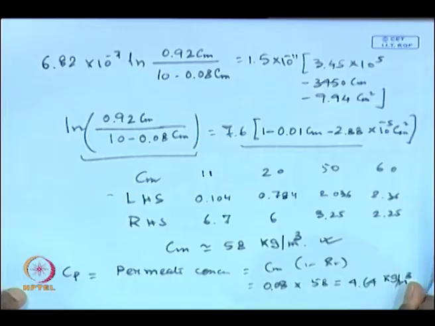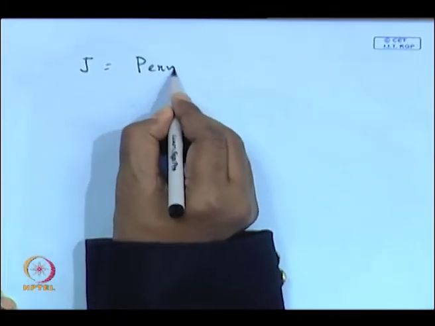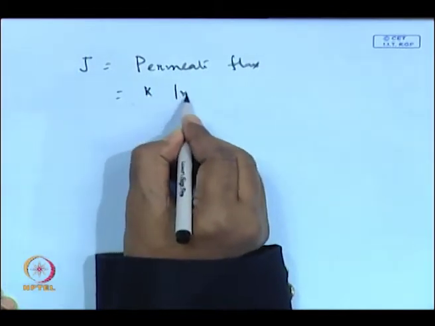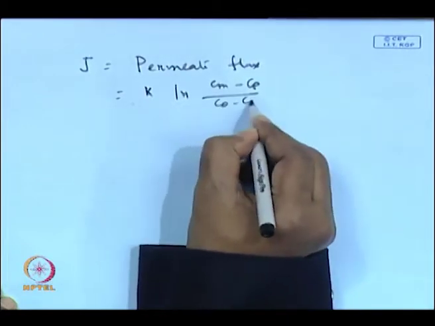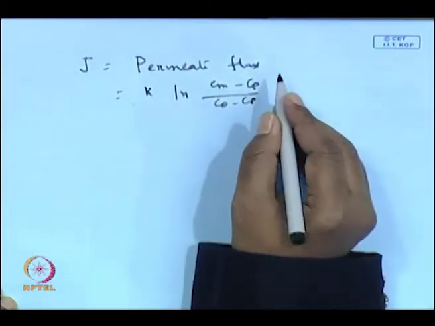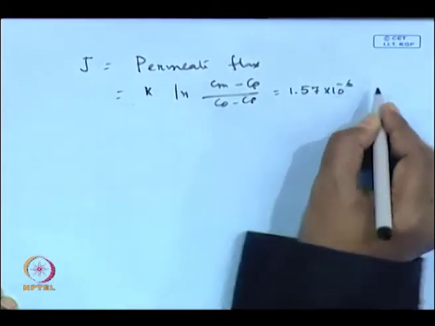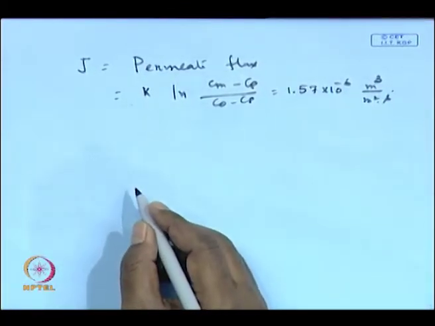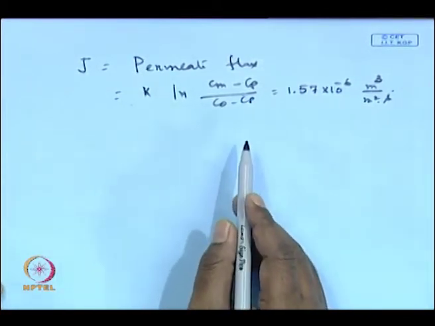Okay. So, the value of permeate flux J is equal to K ln of Cm minus Cp divided by C naught minus Cp. If you really put the values, then it turns out to be 1.57 into 10 to the power minus 6 meter cube per meter square second. So, the value of permeate concentration we will be getting is around 4.64 kg per meter cube, where feed concentration was 10 kg per meter cube.